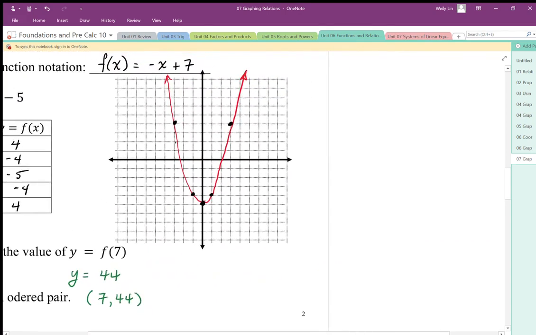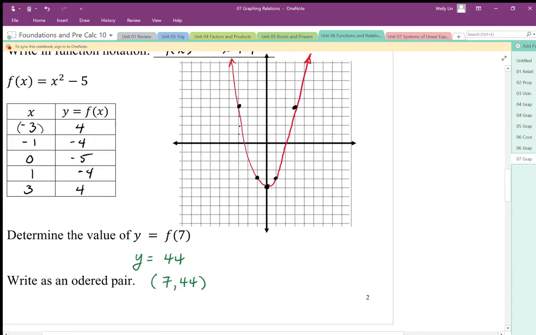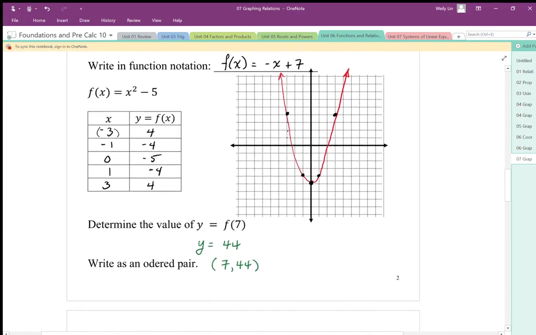And I can't actually graph that because it's way off my scale. If I wanted to graph it, I'd have to change the scale of this graph.